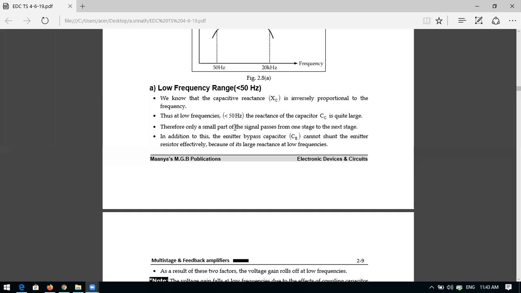They will ask in interviews why the gain will fall in the low frequency range, less than 50 Hz, in the RC coupled amplifier. What is the reason? The first reason is that the coupling capacitor's capacitive reactance is more in the low frequency range. That is the reason it will fall. In addition, the emitter bypass capacitor CE cannot shunt the emitter resistor effectively because of its large reactance at low frequencies.